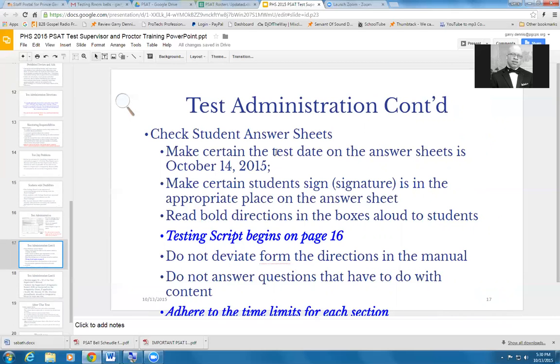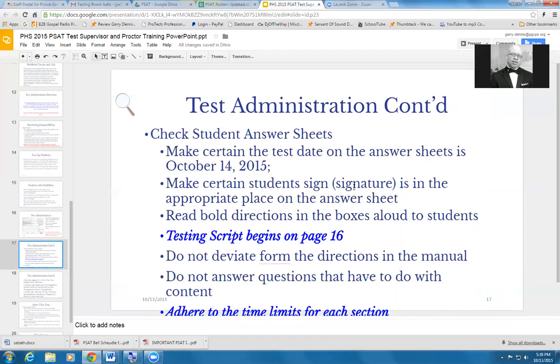Student answer sheets: make sure that the test date is the 14th. Students may sometimes put the wrong date. Please make sure it's the right date for me. And that students sign the signature in the appropriate place of the answer sheet. They've got to sign their name to that sheet.